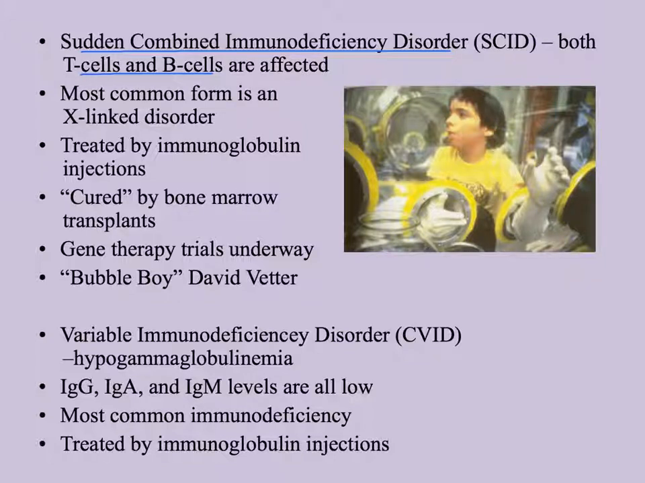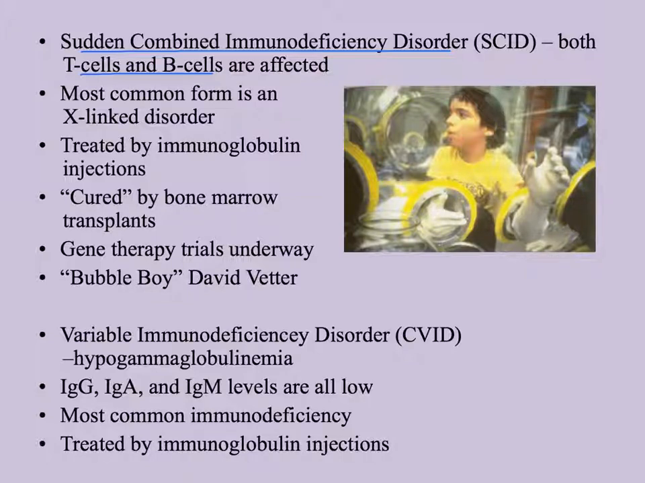The most common form is an X-linked disorder, so it's known as X-SCID. It's a recessive on the X chromosome, so it is carried by the mother but then inherited by the sons, just like color blindness and hemophilia, some of those other X-linked disorders. Since the person does not have any immune system function or very, very little immune system function, it needs to be treated by giving an immune system. So immunoglobulin injections can be given intravenously. A port can be set up in the body to inject those a little bit more easily.